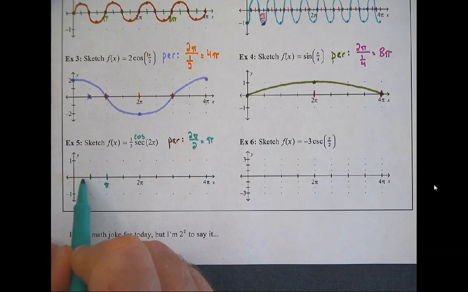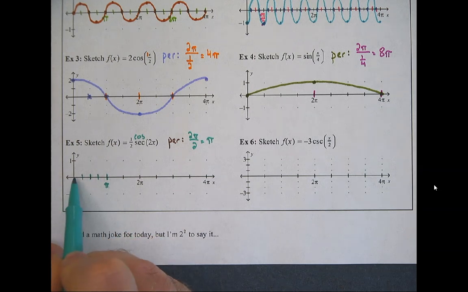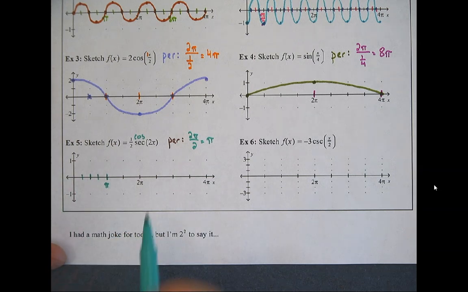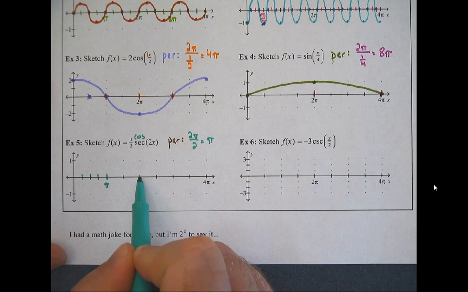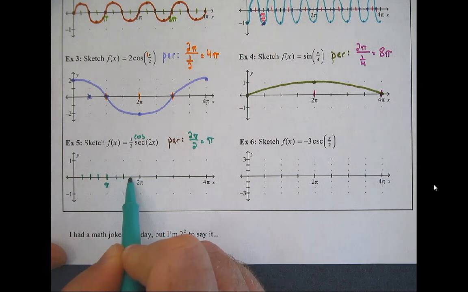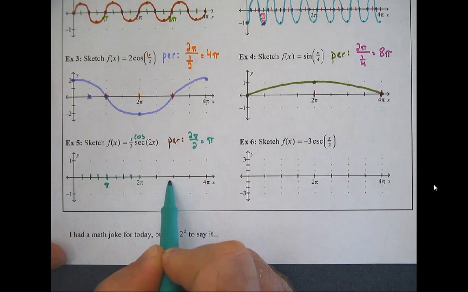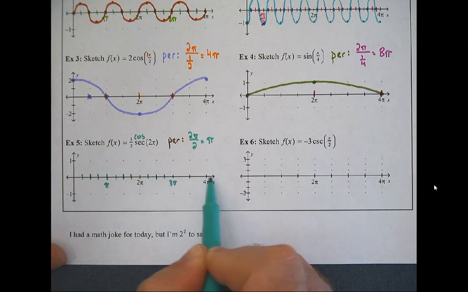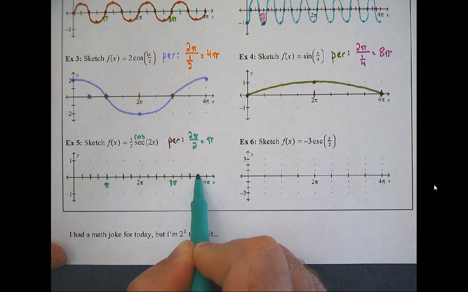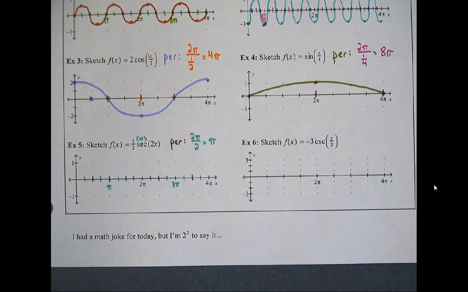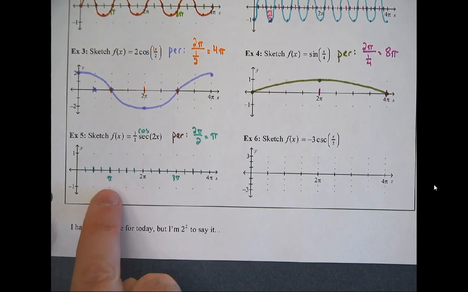So that's 1, 2, 3. Now I have 4 equal sections. This time I'm going to continue it. So there's another gap of pi. Cut that into 4 even pieces. Another gap of pi to 3 pi. 4 even pieces. And then 4 pi. All right, so now I've got all my tick marks figured out. So from 0 to pi, I should have 1 full cycle.